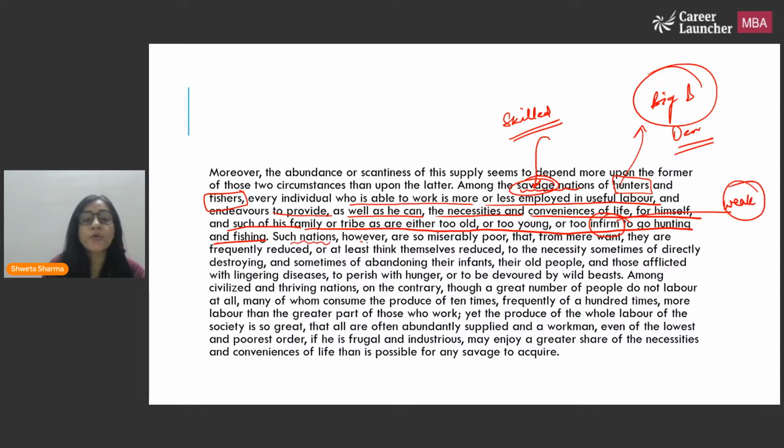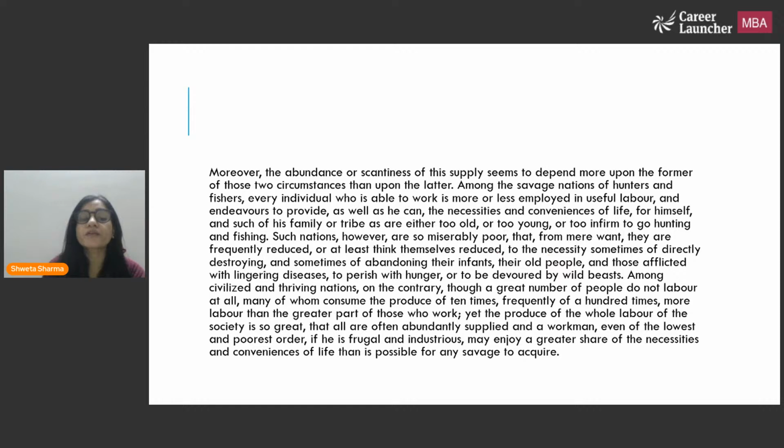Such nations, however, are so miserably poor that from mere want they are frequently reduced, or at least think themselves reduced, to the necessity sometimes of destroying and sometimes of abandoning their infants. They are so miserably poor countries that from what they want, they are so reduced. They cannot even take care of their own family.